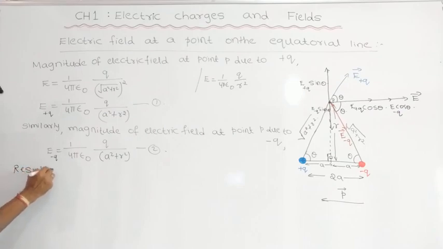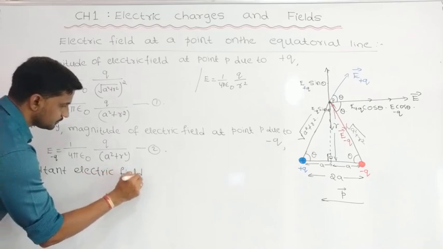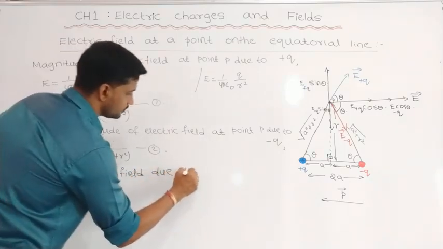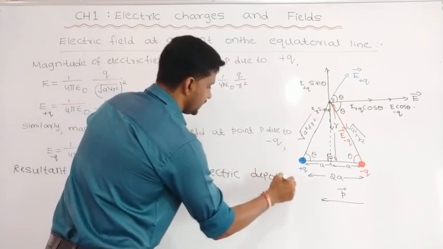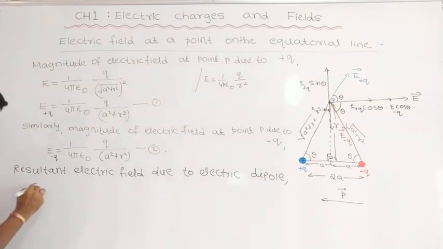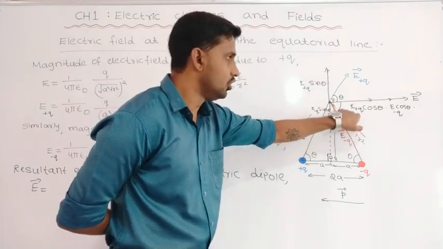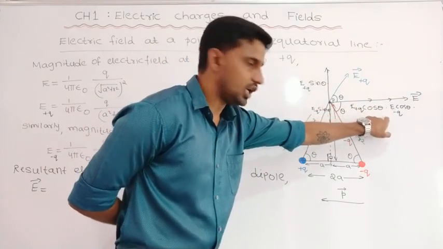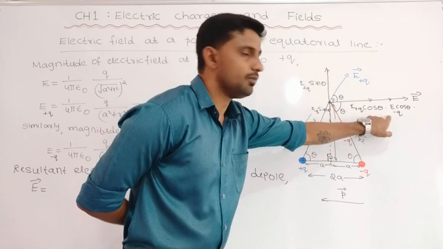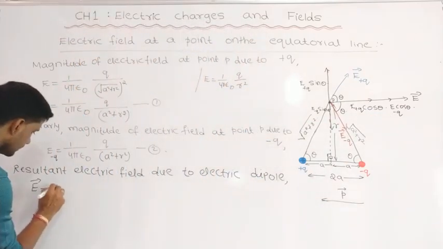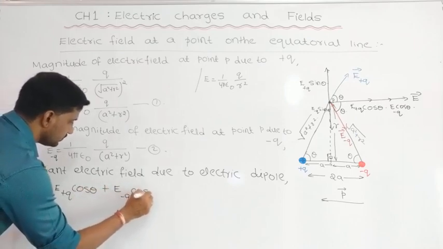resultant electric field due to electric dipole can be written as E vector is equal to, the two electric fields due to the two charges are in the same direction, so they will add up. I can write E plus Q cos theta plus E minus Q cos theta.